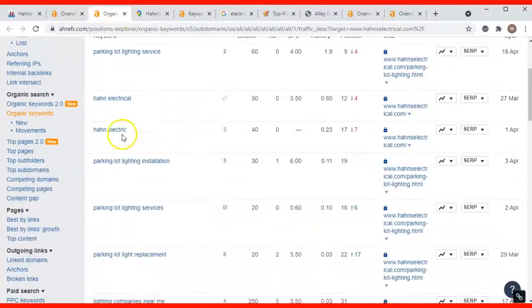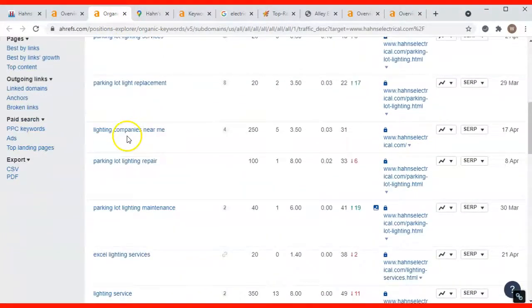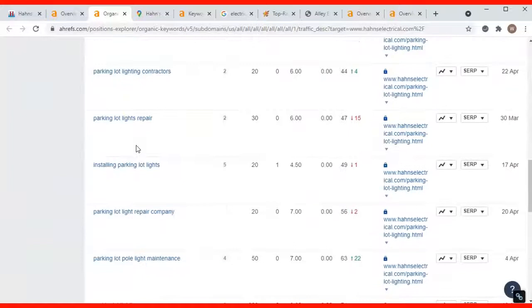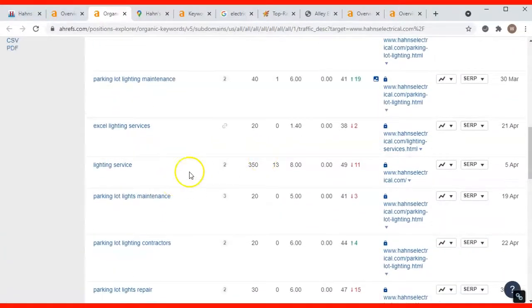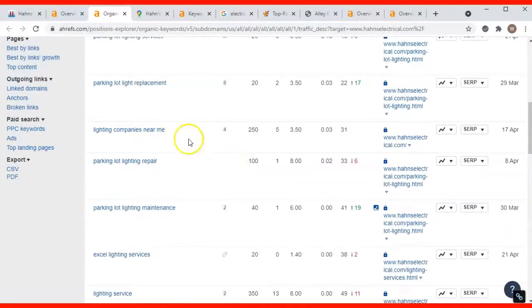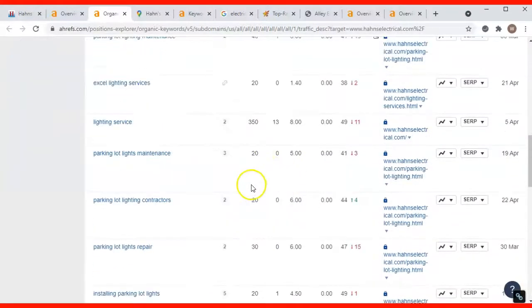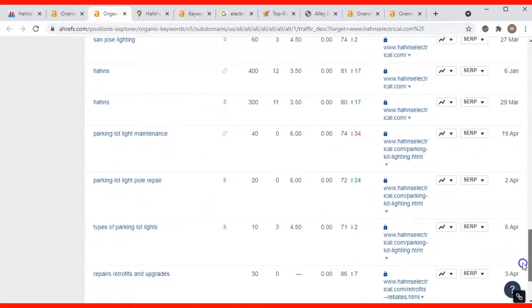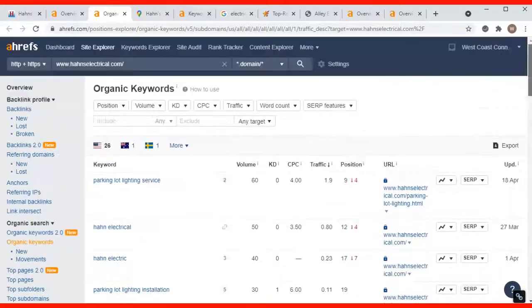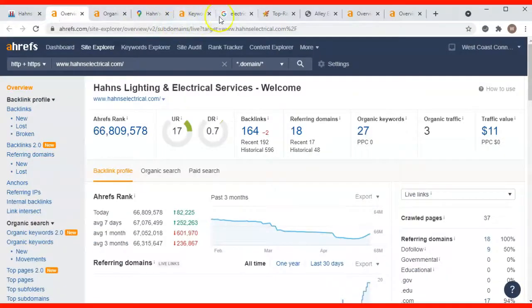And then looking at your keywords, you're ranking for parking lot lighting repair. I mean, that's a service type of lighting service. That's a national keyword. Lighting companies near me. Some of these are national keywords that you're looking to rank for, and you can definitely do it, but you definitely need to build up your site.